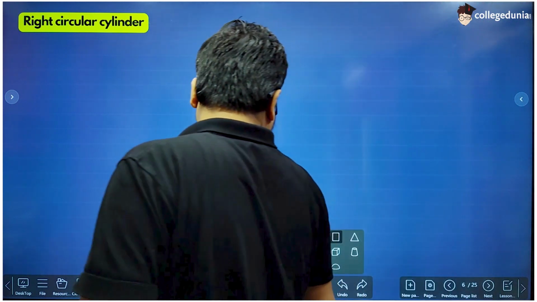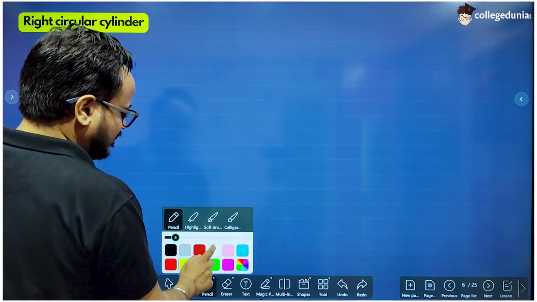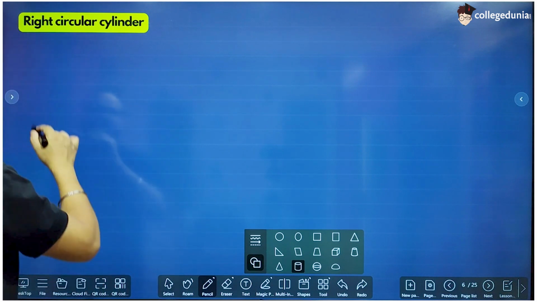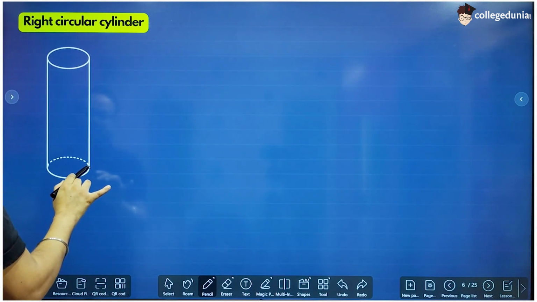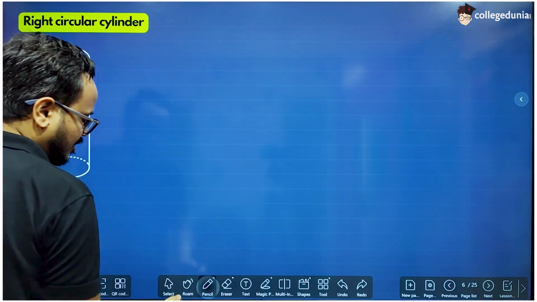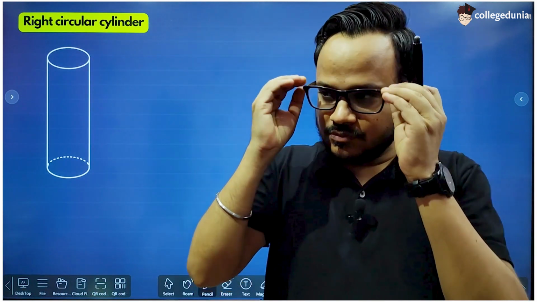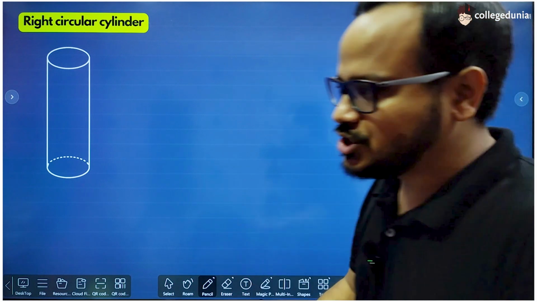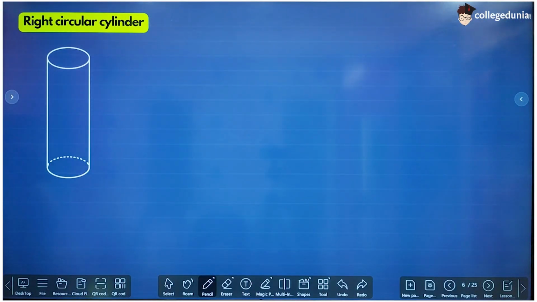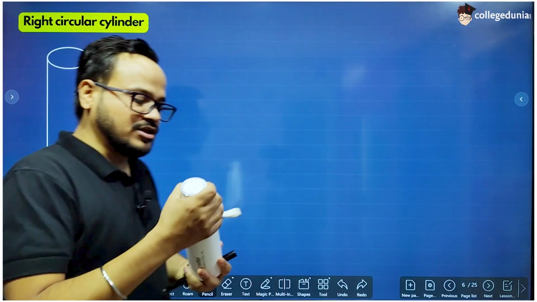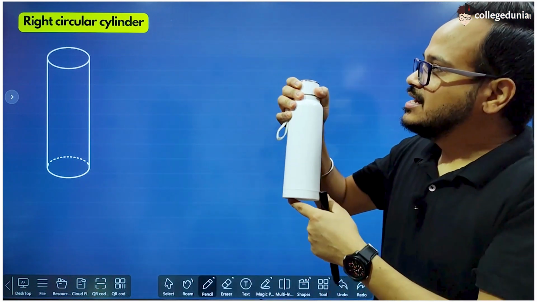Okay, next three-dimensional figure is the right circular cylinder. What is a right circular cylinder? This kind of shape is called the right circular cylinder. The shape of the glass, the water glass, or the shape of this bottle. Let me show you. Shape of this bottle. This is the right circular cylinder.